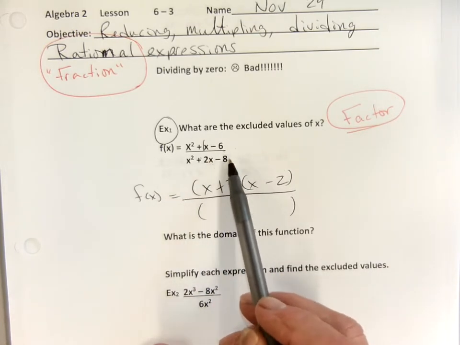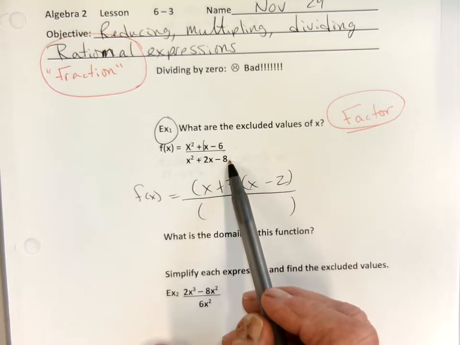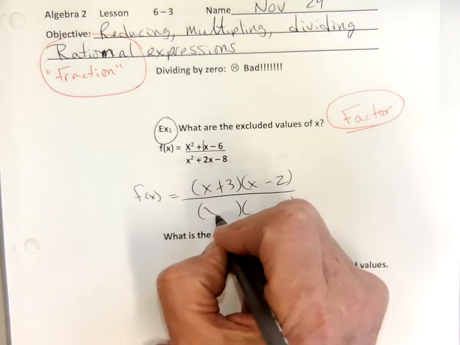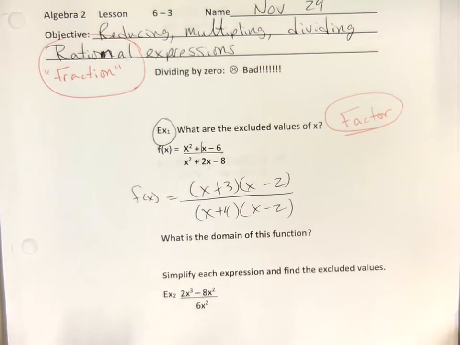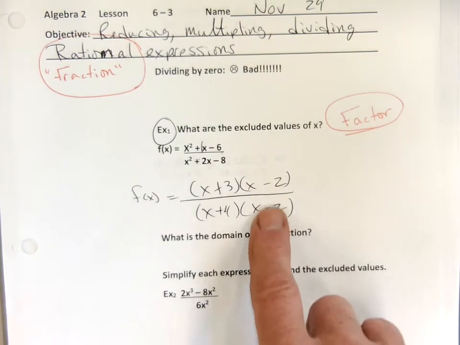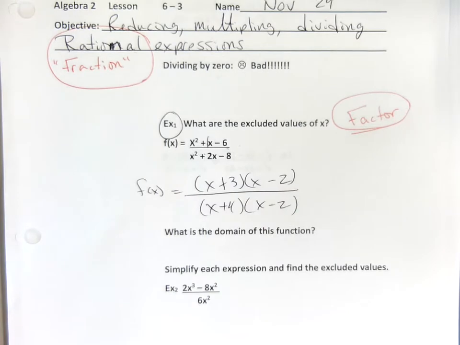What times what makes 8? Okay, I heard positive 4, negative 2. So I'm going to go x plus 4, x minus 2. Okay? Now, we're going to cross these out and reduce this in a second. But before I do that, we learned the other week, and if you weren't here, I'm going to do it again.